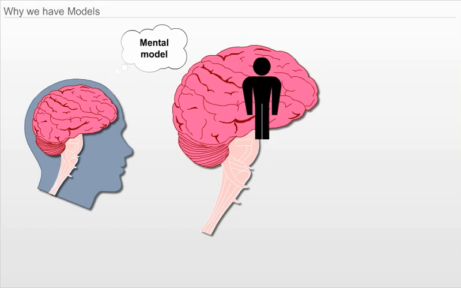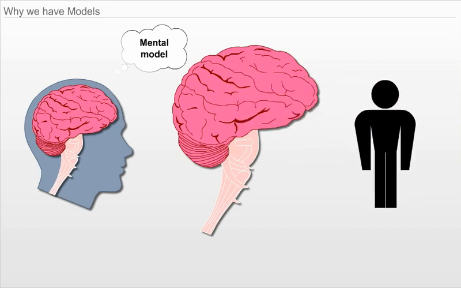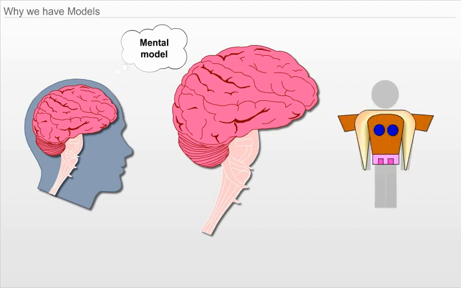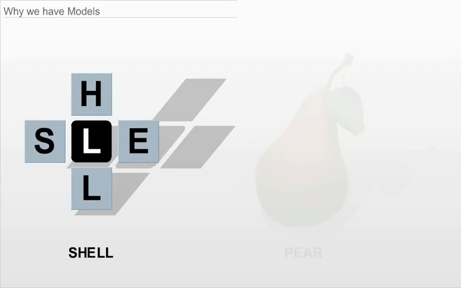Other mental models may be based on metaphors. For example, you can say, "He's as strong as a bull." In this course, we will offer two models that will help you remember human factors. The models are shell and pear.